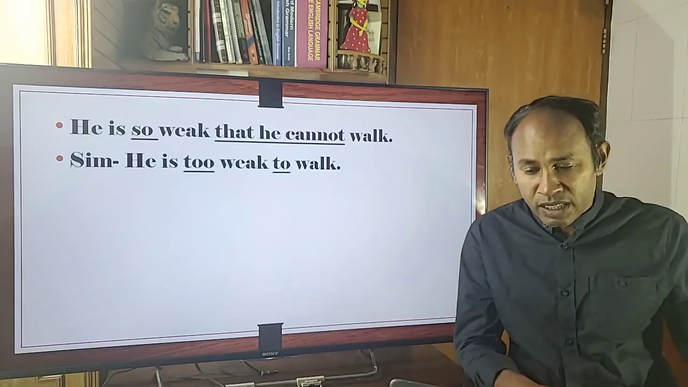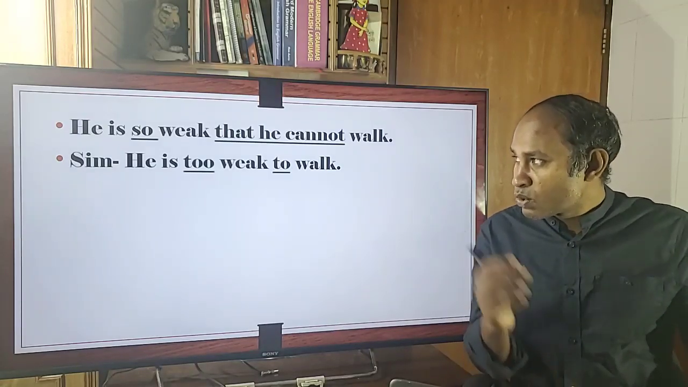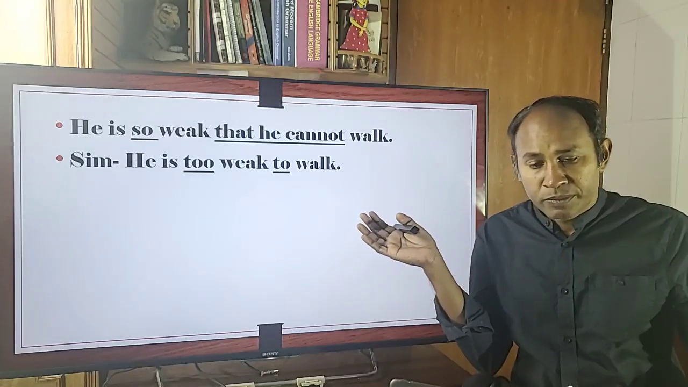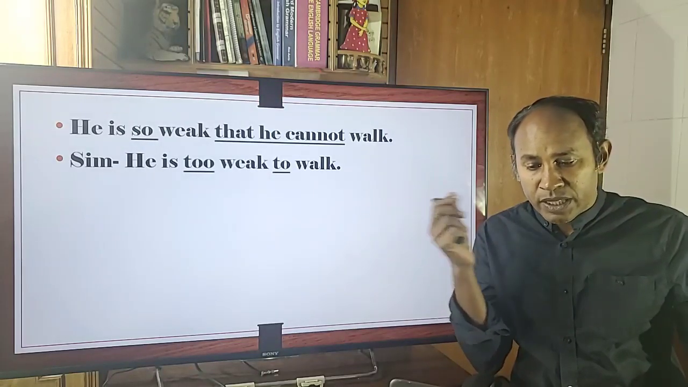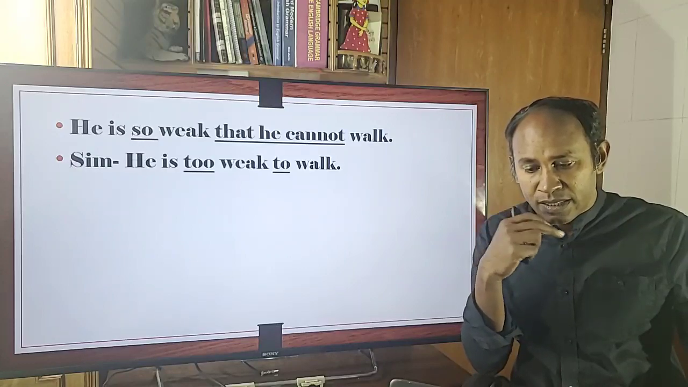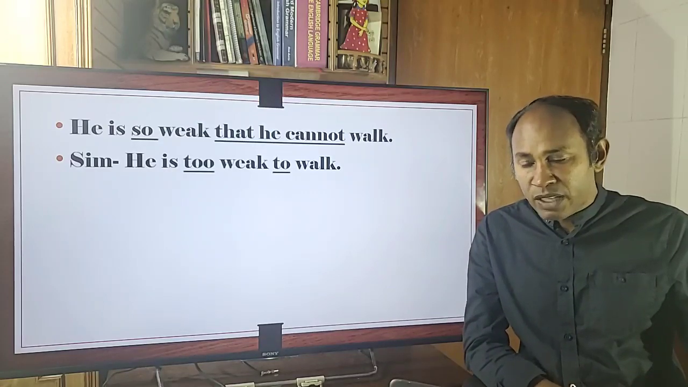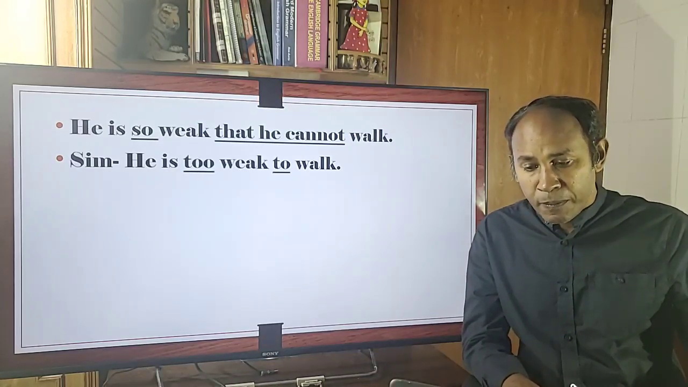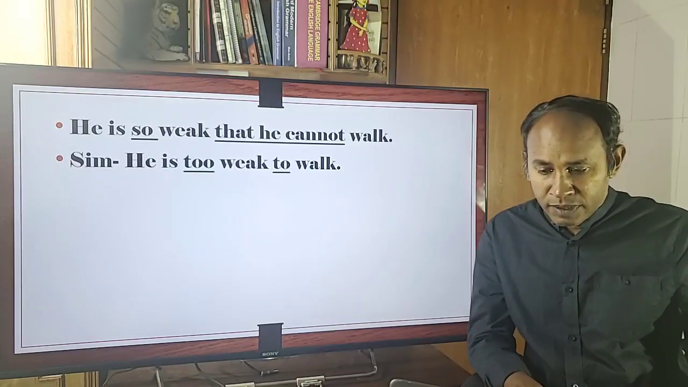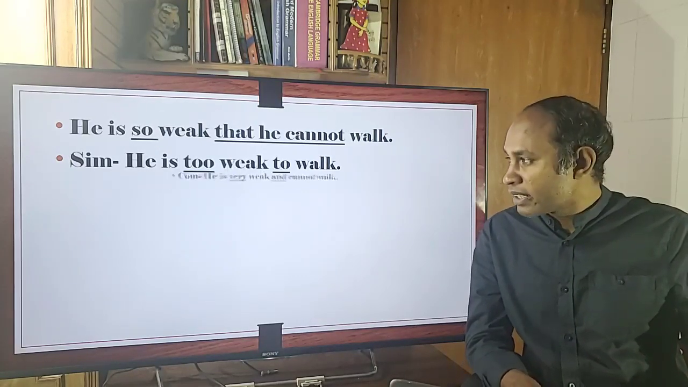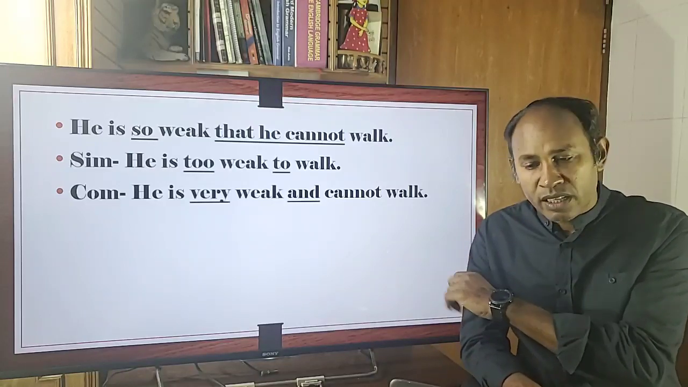He is very weak to work. Why did very come? So in one place we have two and two became this, and this is a negative sentence. He is too weak to work. I gave the easiest answer: he is weak. You have to write he is very weak, Tanvir. He is very weak and cannot work. Exactly, he is very weak and he cannot work. That's correct answer, right? So compound is he is very weak and cannot work.